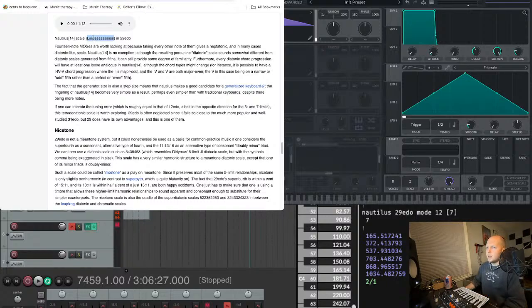So when we talk about mosses or moment of symmetry scales, we usually reduce them to that form. We talk about those step sizes in this way. We use L and S, and sometimes there's a 3rd or 4th step size, but most of the moss scales that microtonalists use have long and small steps. So this Nautilus scale is like another version of that.